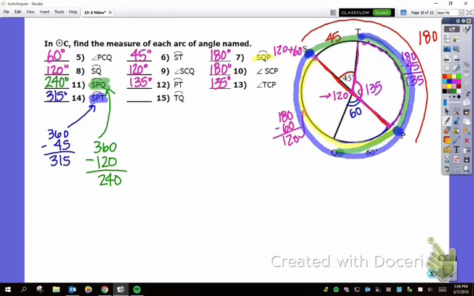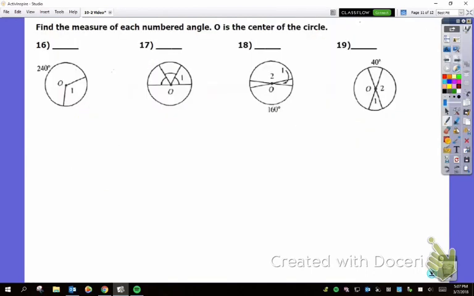Then we've got arc TQ, and arc TQ is from T to Q. Arc TQ is made up of two arcs, which are 45 and 120, which ends up giving us 165 degrees. So, continuing on finding angles, the last piece for today says find the measure of each numbered angle where O is the center of the circle.